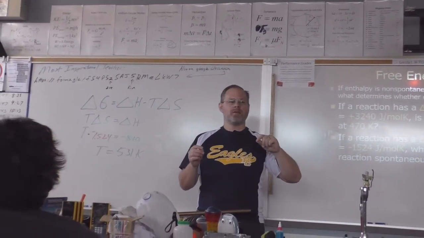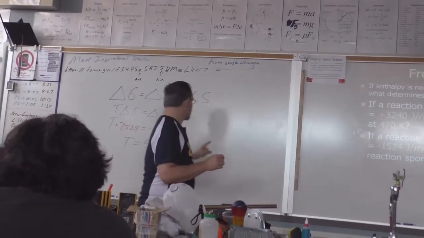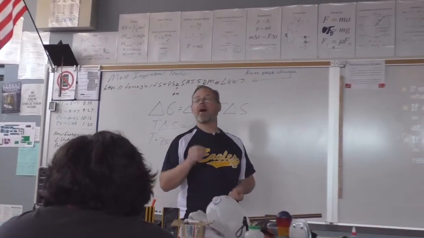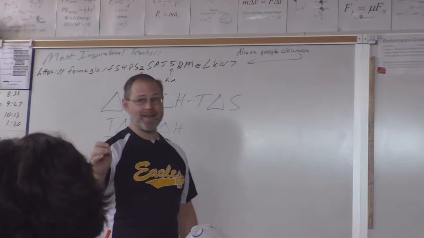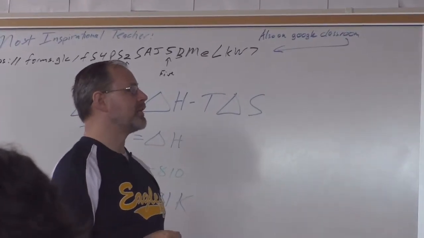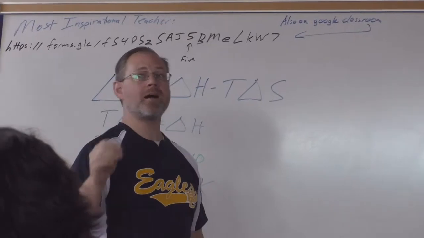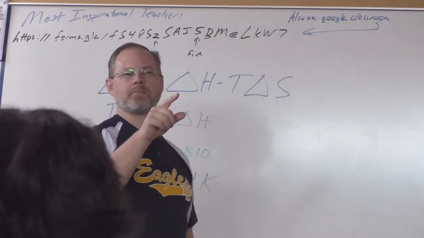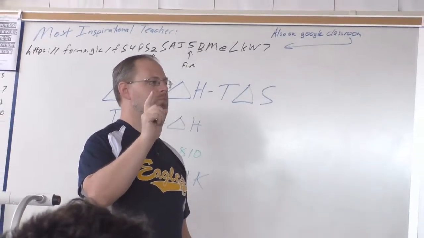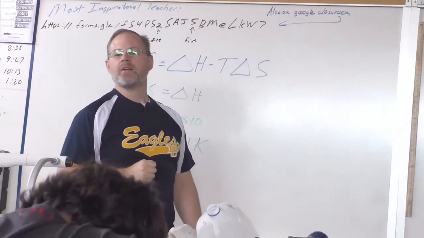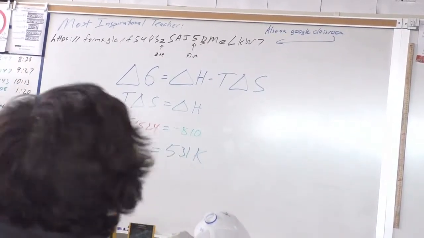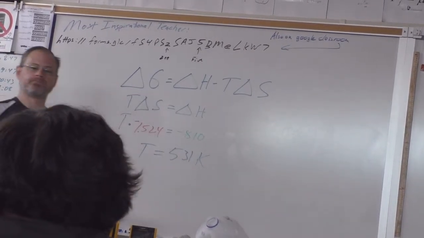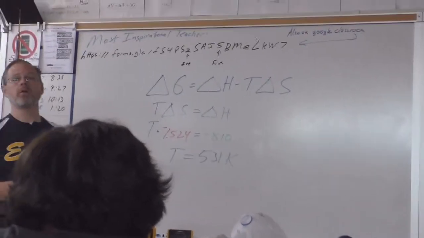No. Nope. We need to determine if this should be a greater than or a less than sign. Because it says, if a reaction has an enthalpy of negative 810, which is spontaneous, and a delta S of negative 1.524 kilojoules, which is non-spontaneous, what temperatures make the reaction spontaneous? Okay, so lean over to your neighbor, look at the data, and say, okay, it should be less than 531 or more than 531 Kelvin? Should it be less than 531 or more than 531?